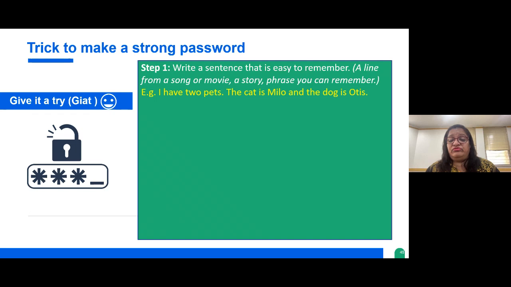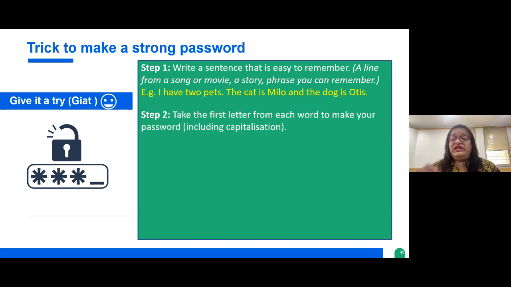Okay, so this next step. We take the first letter of each word to make your own password, including the capitalization. Over here, the password that has been picked up is I capital, have, H is there, then two pets, 2 is there, T is there, and then P is there. Then go to the next sentence, the cat is Milo and the dog is Otis. The first letter of every single word in this has been picked up, and you have generated a password over here.